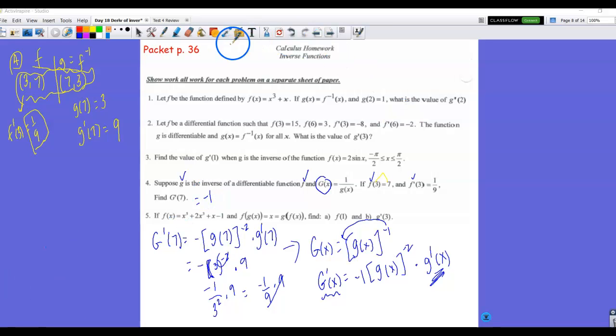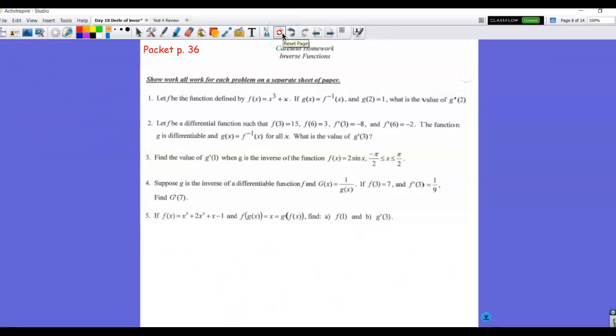All right, I'm going to get rid of that because I got a lot of work on here, so let's go to number 5, as soon as I clear the screen. In number 5, so what's going on here? We have a function, f of x, it's to the 5th power.